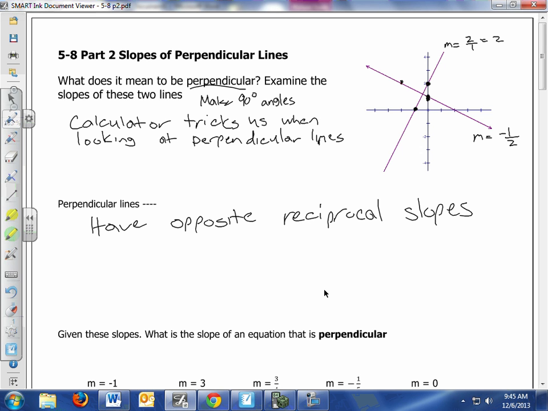Well, geez, Mr. Messner, that sounds great and all, but I have no idea what that means. An opposite reciprocal slope is just: you take the slope of your one line, you change the sign to make it opposite, so this becomes negative, and you flip your fraction, and you have negative 1/2. Being an opposite reciprocal means change the sign, flip the fraction.